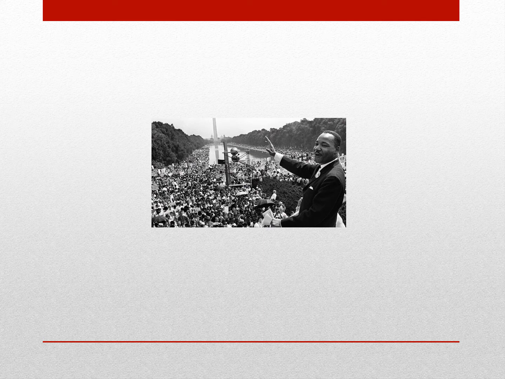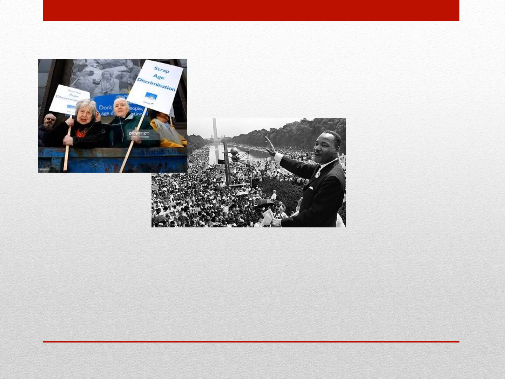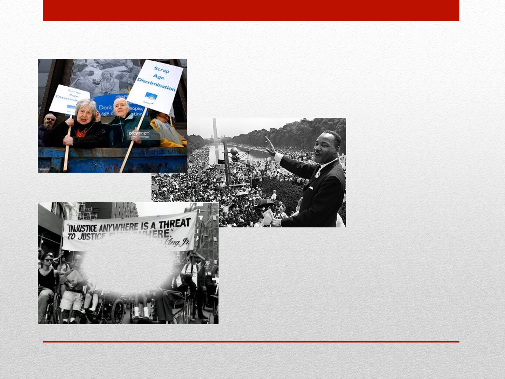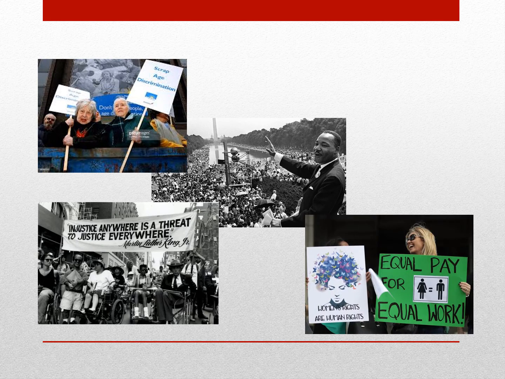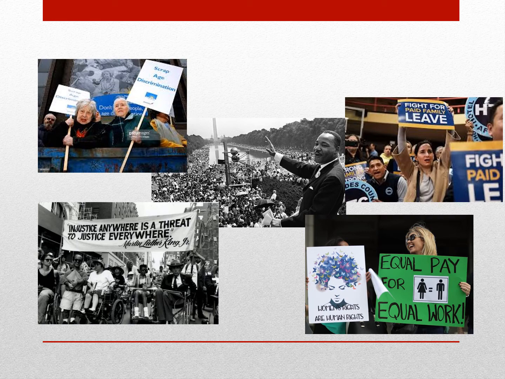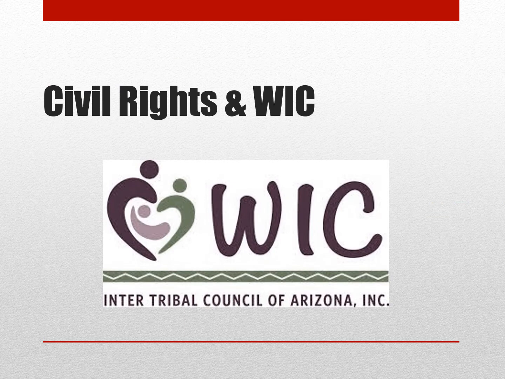In addition to the constitutional amendments, other laws have been passed to protect civil rights. One of the most well-known is the Civil Rights Act of 1964 that outlawed discrimination and segregation based on race, color, religion, sex, or national origin. Many other laws have been passed since the 1960s, including the Age Discrimination Act, the Americans with Disabilities Act, the Equal Pay Act, and the Family and Medical Leave Act that protect the civil rights of many groups of people. Now that we have a background on civil rights, let's discuss how civil rights regulations apply to WIC and your day-to-day responsibilities.